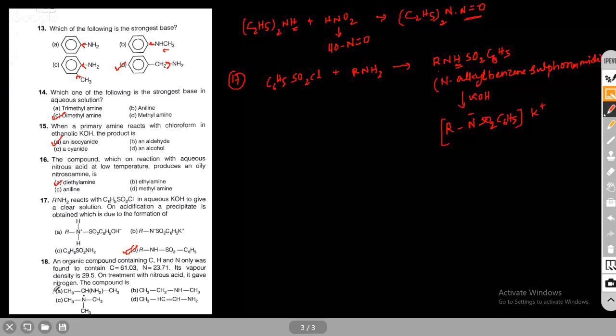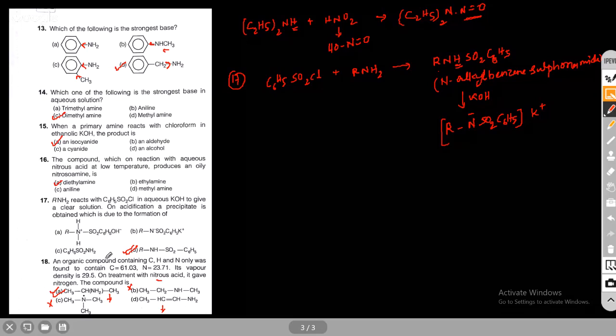You see how they mix the concept here. If you actually want to solve this question, since it is objective, you know that on treatment with nitrous acid it gives nitrogen, so the amine must be a primary amine. According to that, you can eliminate options B and C. A and D are left, with different molecular formulas. Find the molecular mass of each; it should be 2 into 29.5, which is 59, and only one will give you 59. So we get the answer.